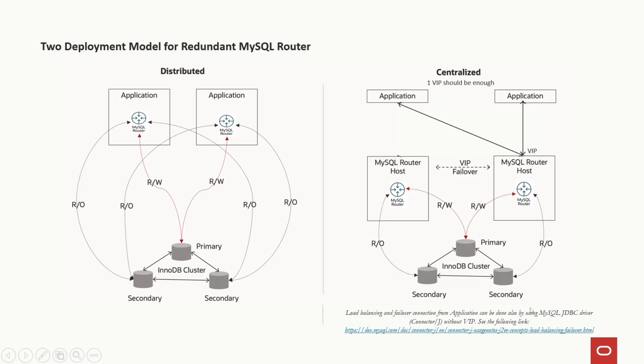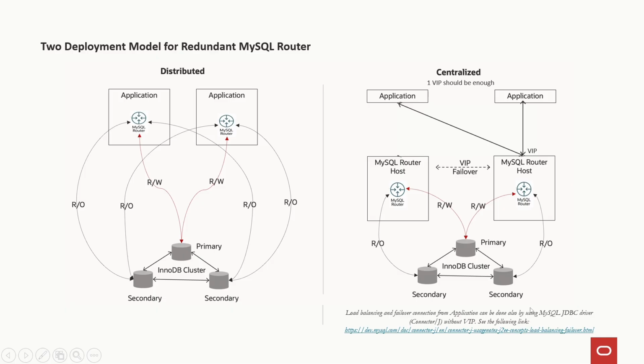The second one is centralized. If you want to centralize the MySQL Routers, you can install them in a separate VM. Then you need to create your own high availability. I recommend using Oracle Linux. Why? Because Oracle Linux has a high availability setup using Corosync, which is supported by Oracle. It will provide the VIP, and VIP failover as well.